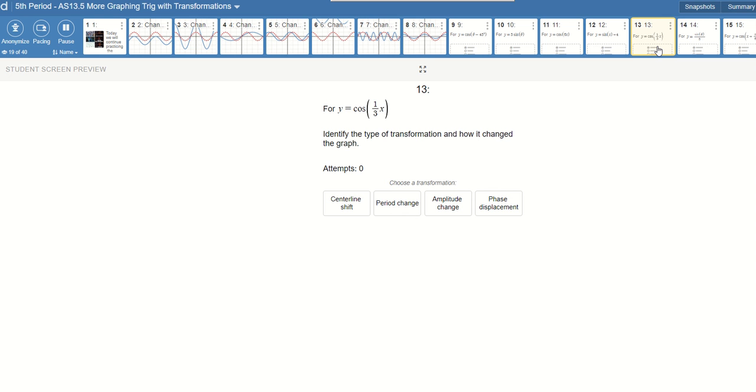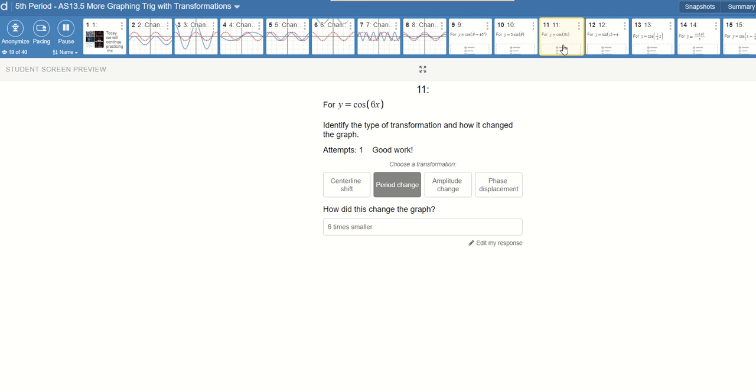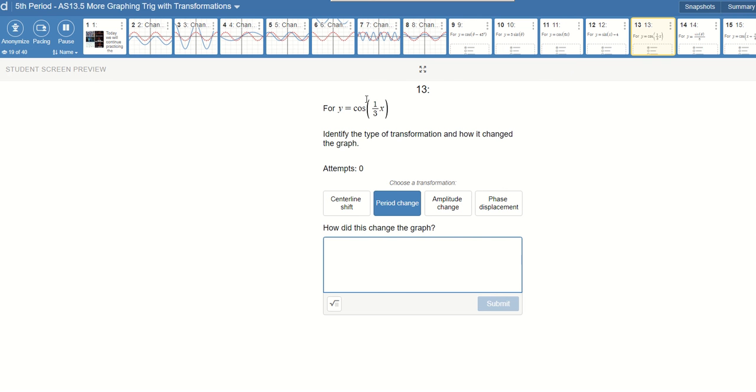Cosine 1/3 x. We're multiplying inside the parentheses. Inside means x, horizontal. Multiplying by 1/3 means it's a dilation, so it's a horizontal dilation, as we just saw on slide 11. Horizontal dilation is a period change. And since we're multiplying by 1/3, remember that it's the opposite of what you think. So this is going to make it 3 times bigger, not smaller. And that's when it's inside the parentheses, opposite of expectation.